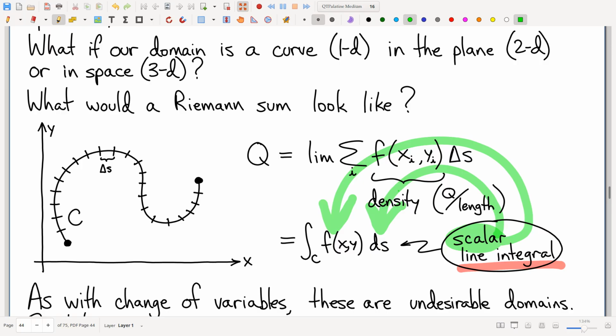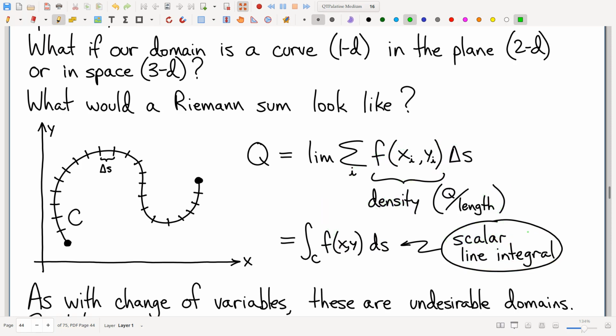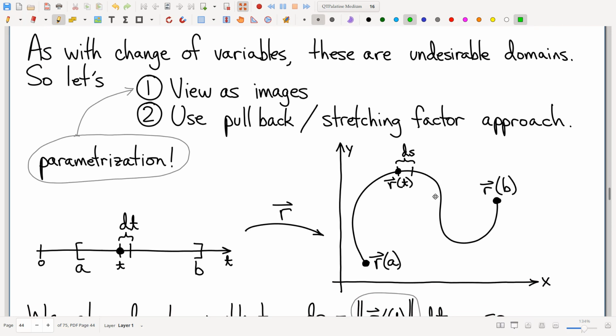Anyway, for this integral, integrand and differential, both scalars, so we use the term scalar line integral. Okay. All right, how do we compute these things? I'm going to say the problem is that our domain is weird. I don't like the domain. We've seen undesirable domains previously.